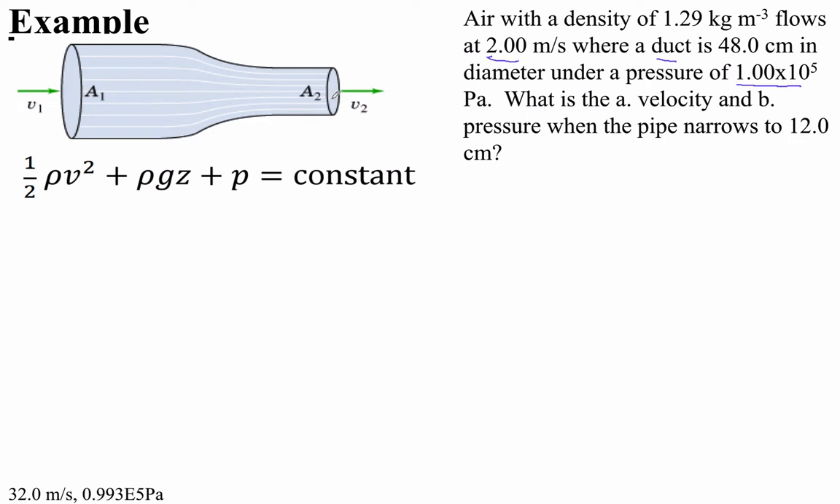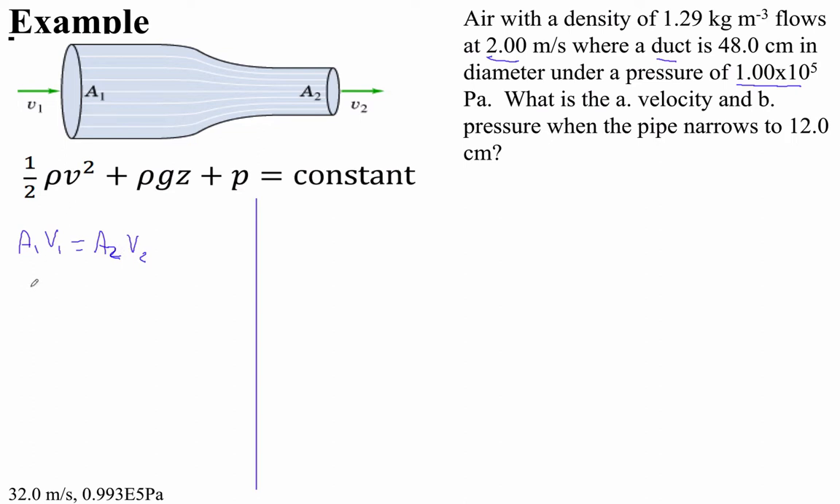So notice that the height doesn't change, so our rho g z terms will be the same. Let's figure out the velocity here. Okay, so that'll be a separate problem. A1 V1 is A2 V2. So oftentimes you have to solve a continuity problem here, right?